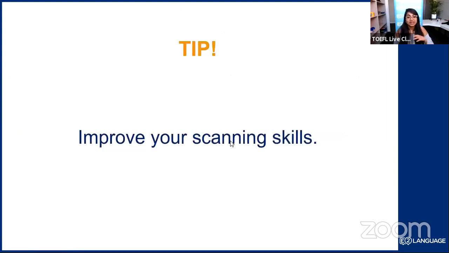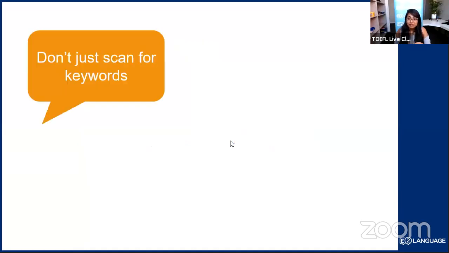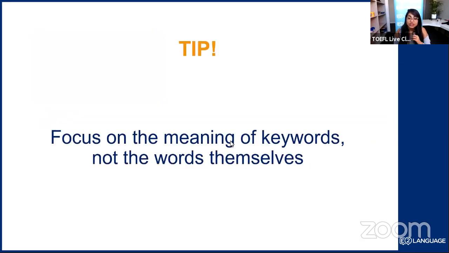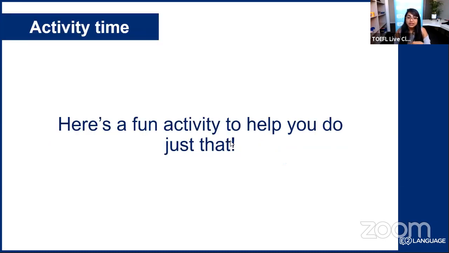Now, if you want to improve your scanning skills, because scanning is obviously very important for this question type, you have to be mindful of other words that you need to look for. So don't just scan for keywords, but scan for synonyms, scan for phrases that have the same meaning. So what you need to remember is that you need to focus on the meaning of keywords, not the words themselves. So let's try doing this little activity to improve our scanning skills.